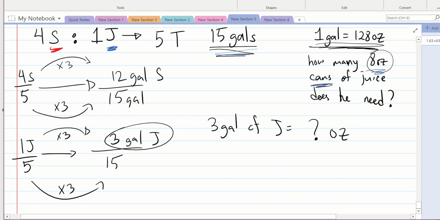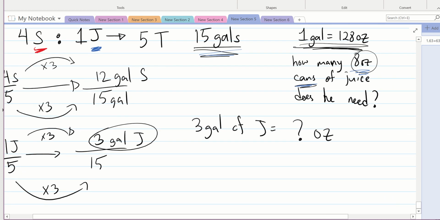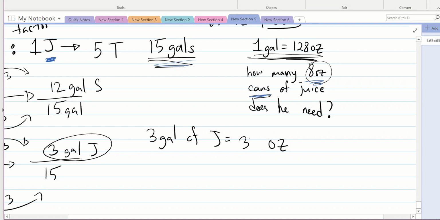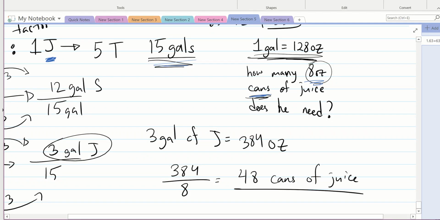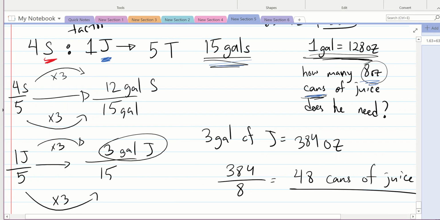We know 1 gallon is 128 ounces. So 3 times 128 gives us 384 ounces, but we don't want how many ounces, we want how many cans. Each can is 8 ounces. That gives us 48 cans of juice. Same type of question, I just changed the number of gallons. So that's how you would calculate something like that.